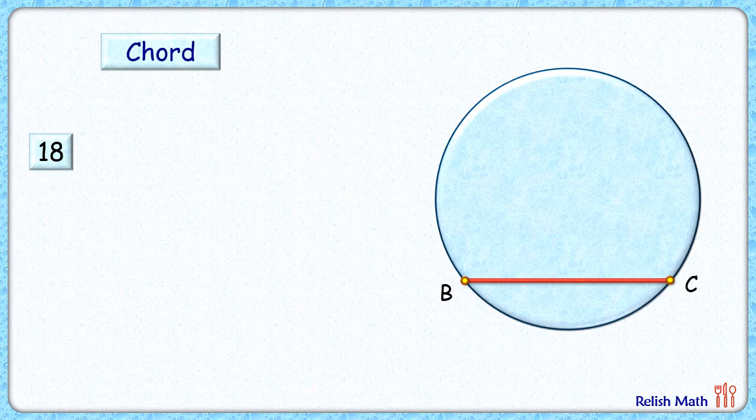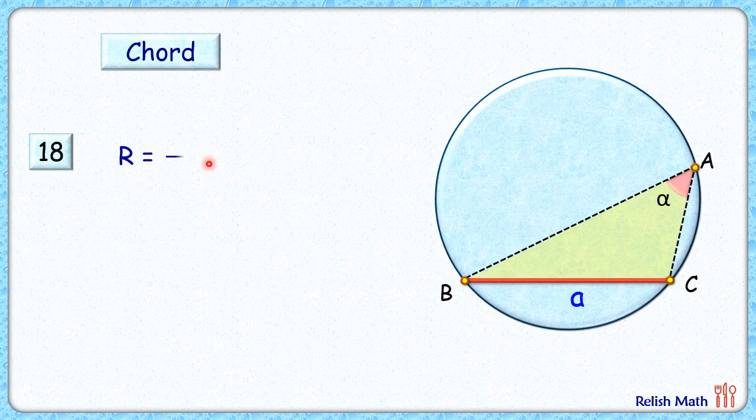This formula is really interesting. If it's given to us in a circle, the chord length is a centimeter and it subtends an angle of alpha degree at the circumference, then we have a formula to find the radius of this circle, and the formula goes r is a upon 2 times sine alpha.